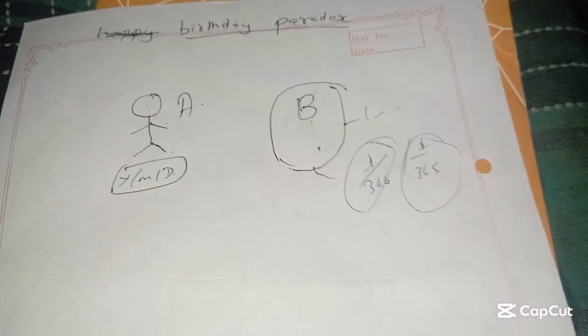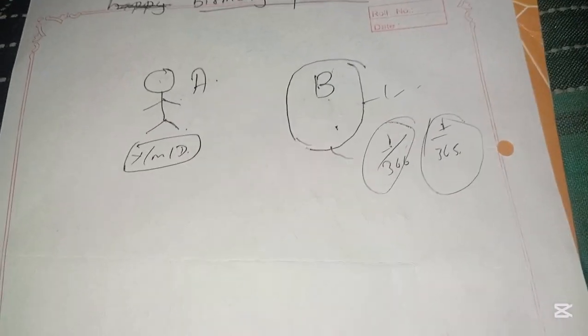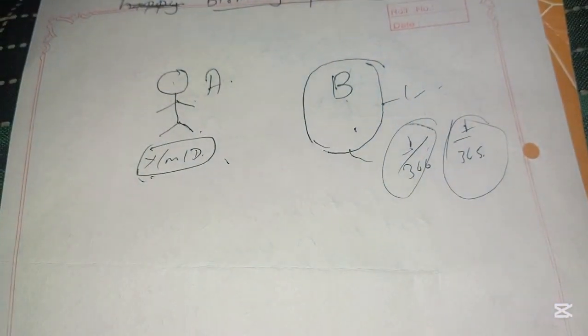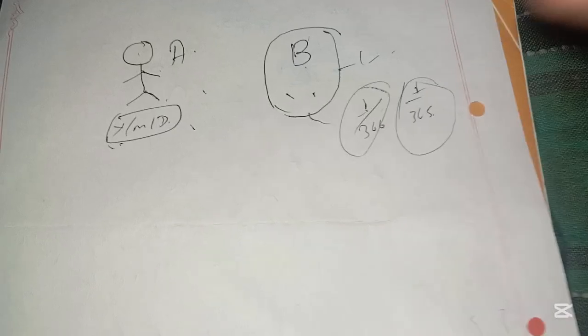Okay, so we have a paradox here, the birthday paradox. Let's start from the beginning. We have a person A. This person has a birthday, let's imagine it in year, month, and day format, right? And we have a next person, that's going to be our person B. Let's think about the probability that these two people share the same birthday.